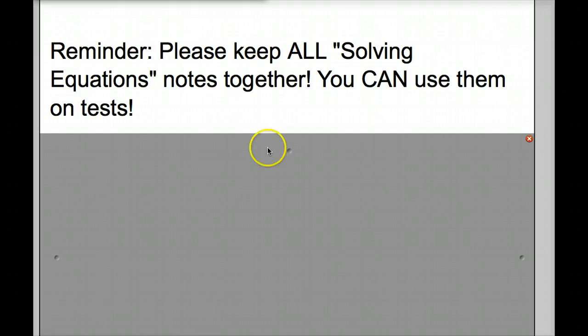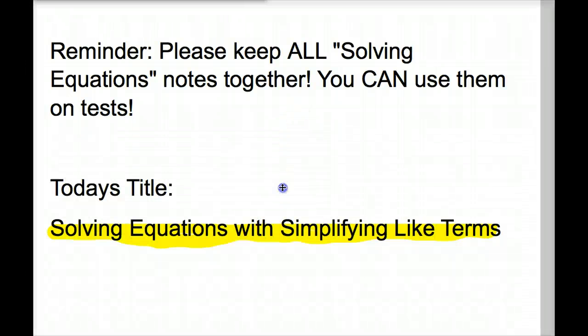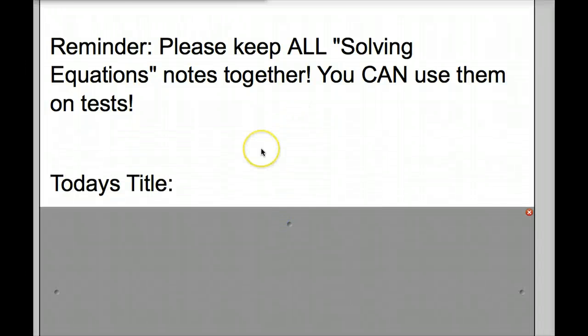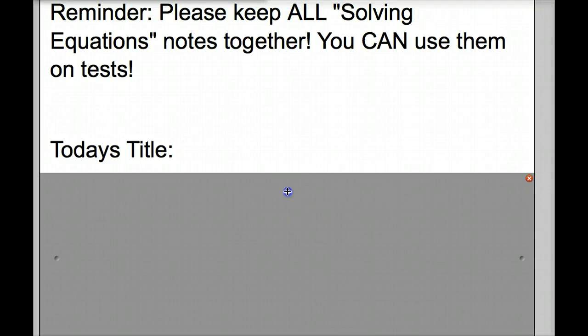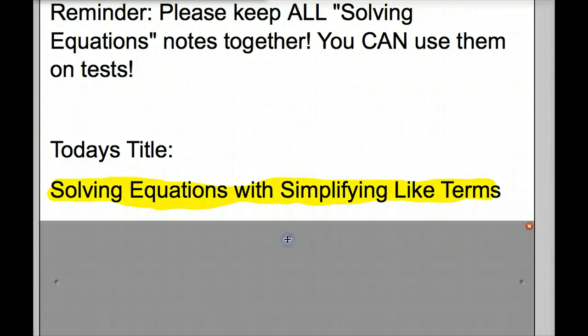Okay, so today we are starting a new chapter in the solving equations unit. I just want to put this up as a reminder. Please keep all of your solving equations notes together. So remember, we've had one-step equations, we've had two-step equations. There's another page in your solving equations notes. Today's title, which should go at the top, is solving equations with simplifying like terms.